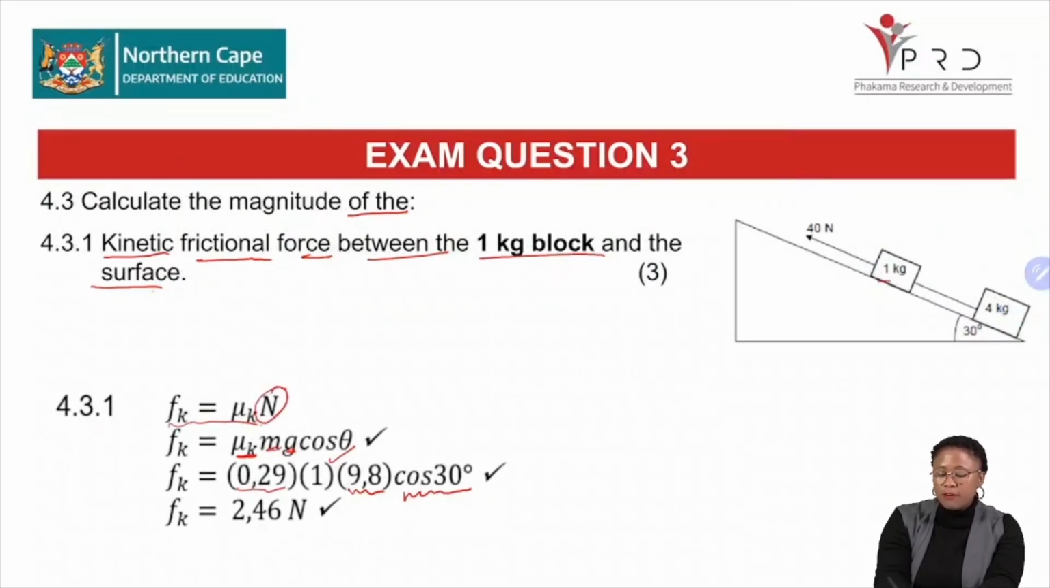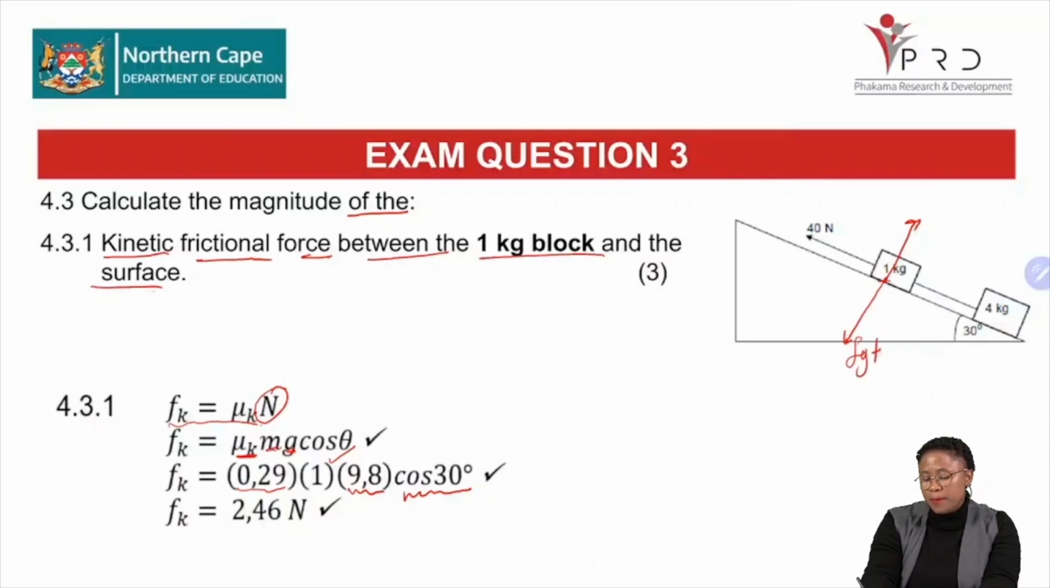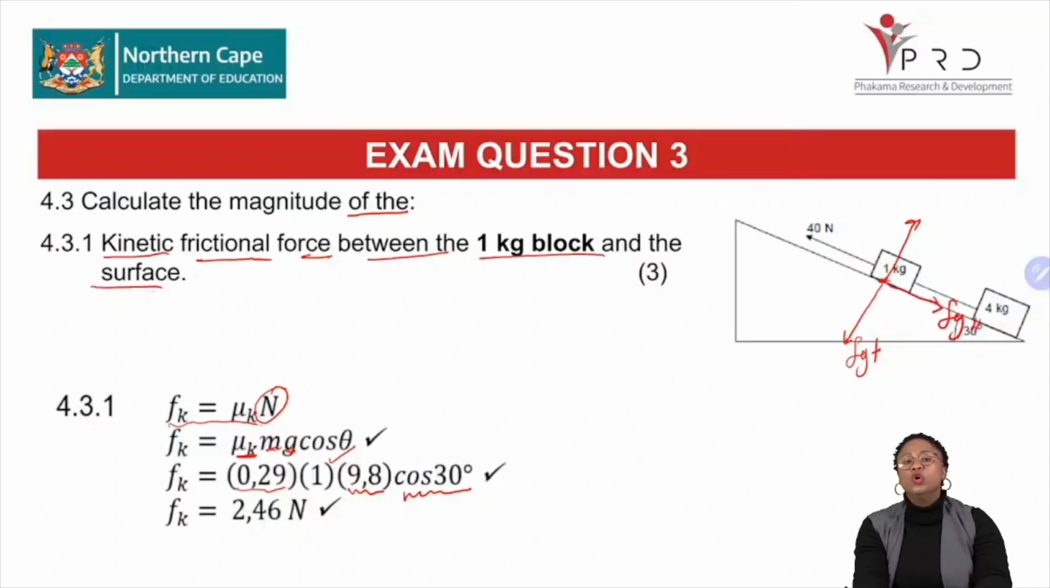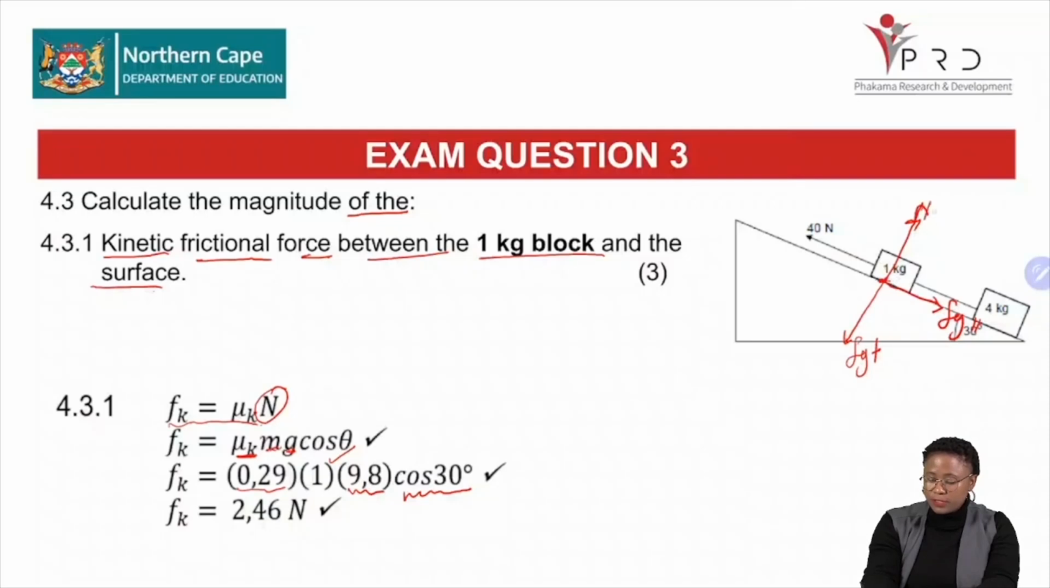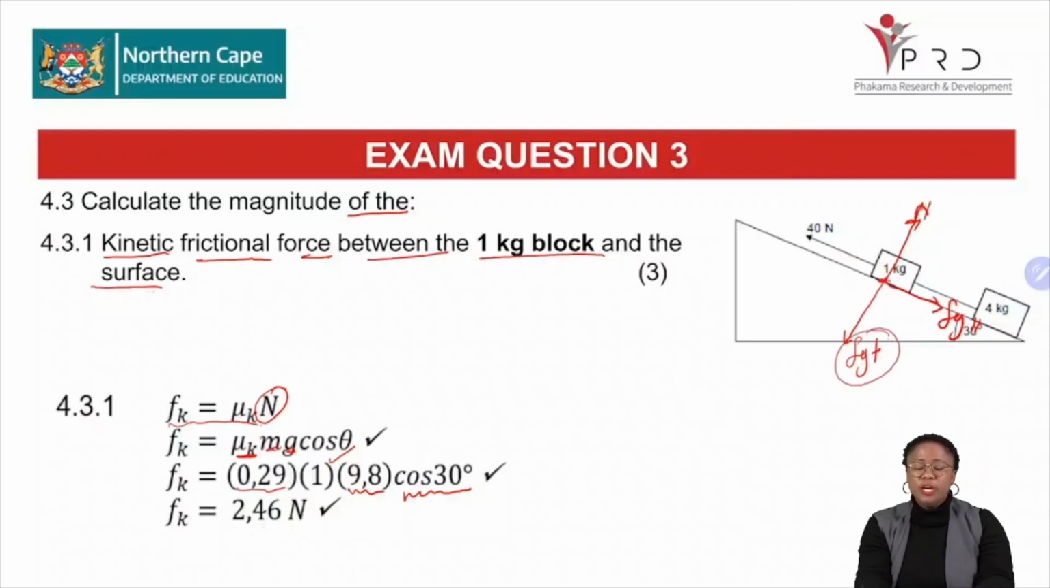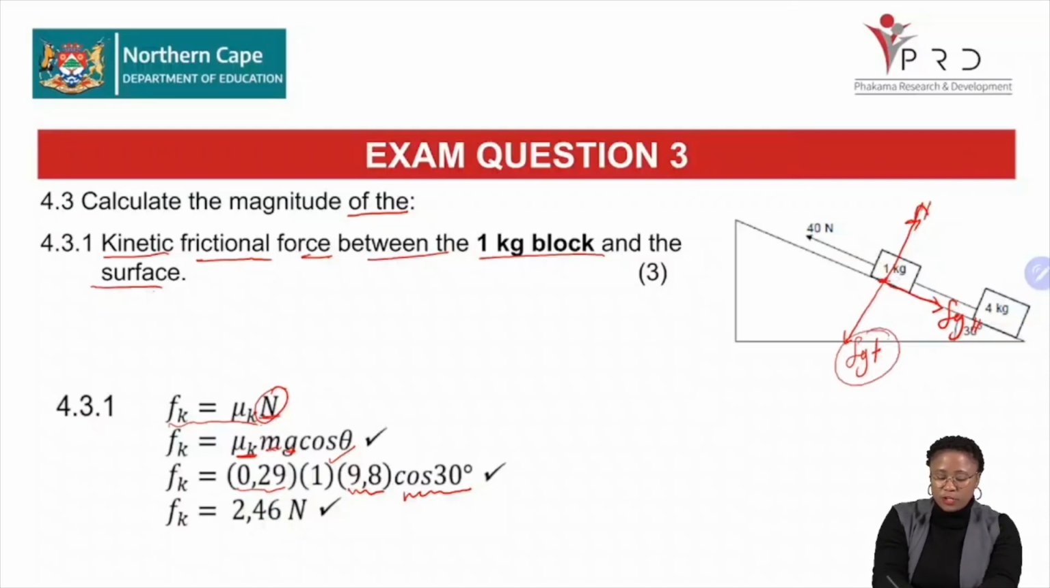Because our normal force is equal to Fg perpendicular. Remember, this will be your Fg parallel. Remember, you only include your components when you are dealing with calculations. Remember, that's what I said to you. So your normal force here will be equal to Fg perpendicular. That's why instead of the normal force, we put Fg perpendicular, which is Fg cos theta.